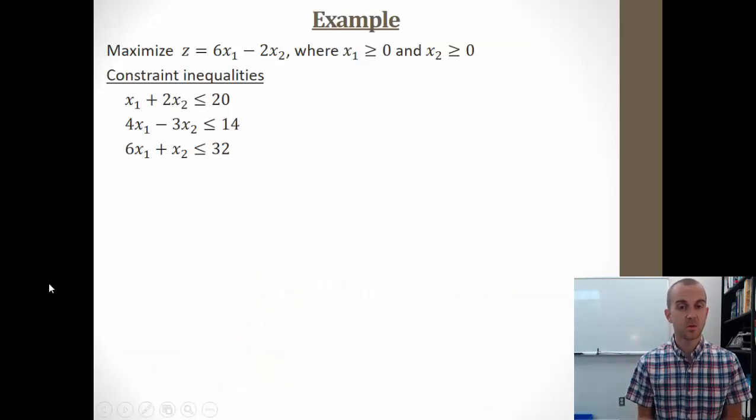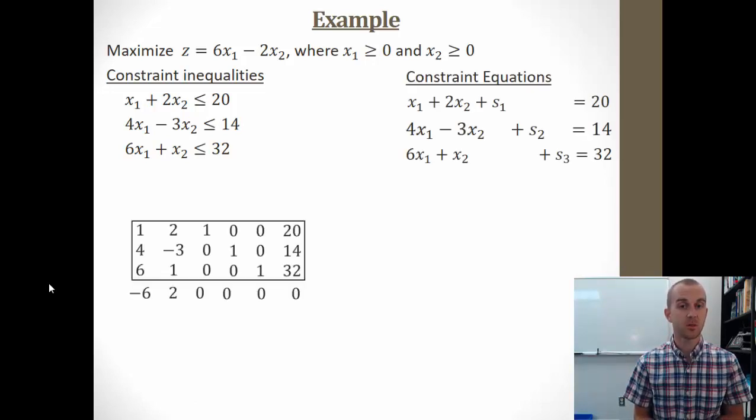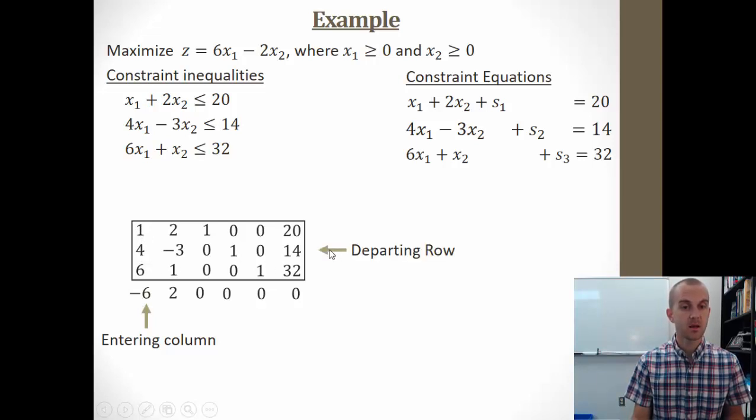So let's go back to the example we used earlier. In this example, we created the constraint equations. We created the Simplex Tableau. Now we can ask ourselves, where's that entering column? Well, it's going to be right here because it's a -6. Now I want to look and say, which of these will become my departing row? And it'll actually be the second.